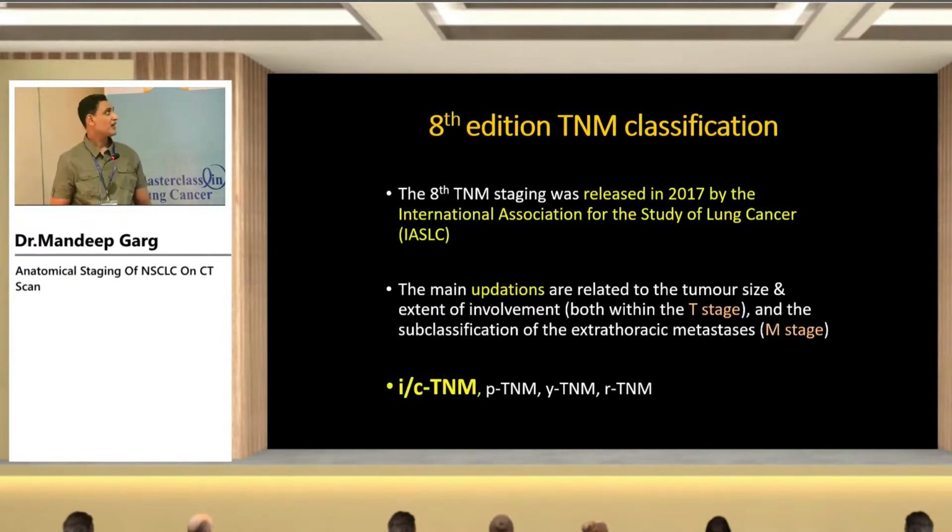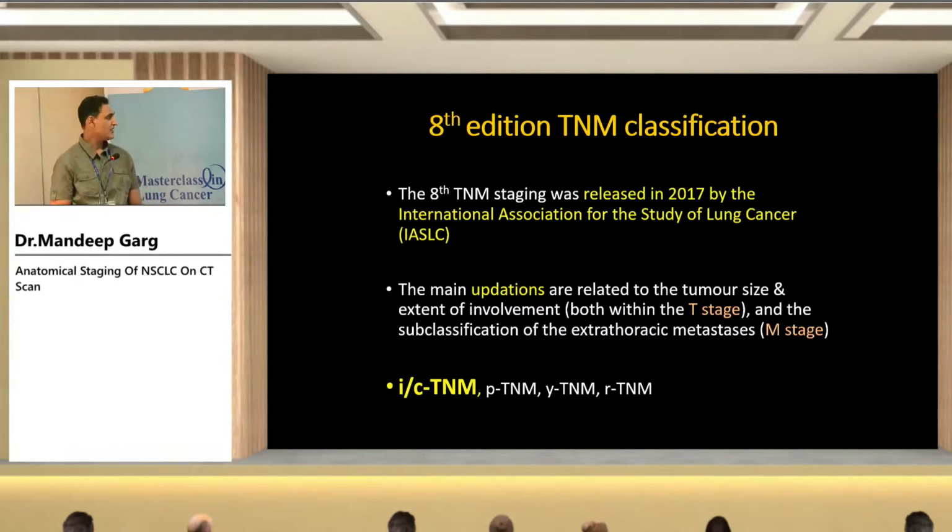So currently we are in the 8th edition of TNM, which was released in 2017 by the International Association for the Study of Lung Cancer. The main updates in this 8th edition over the 7th edition were related to the tumor size and extent of involvement, which was in the T stage, and then subclassification of extrathoracic metastasis in the M stage, while the N stage remained unchanged between the 7th and 8th edition.